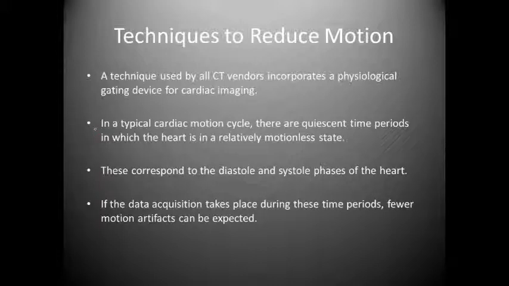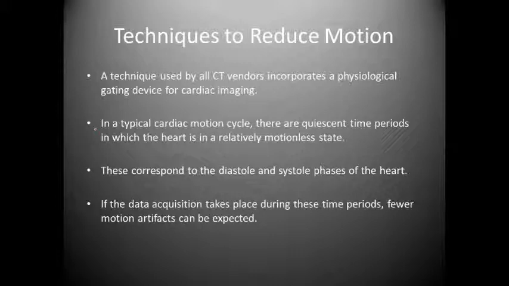So the techniques to reduce motion. A technique used by all CT vendors incorporates a physiological gating device for cardiac imaging. In a typical cardiac motion cycle, there are quiescent time periods in which the heart is in a relatively motionless state. This corresponds to the T wave of the EKG cycle. These correspond to the diastole and systole phases of the heart. If the data acquisition takes place during these time periods, fewer motion artifacts can be expected.